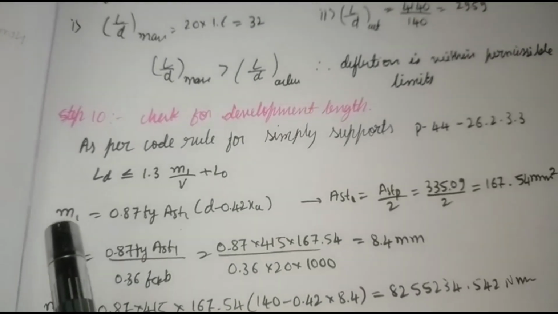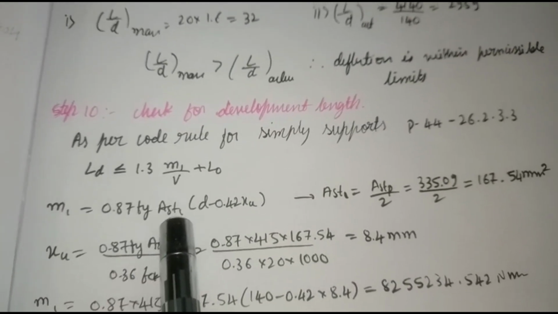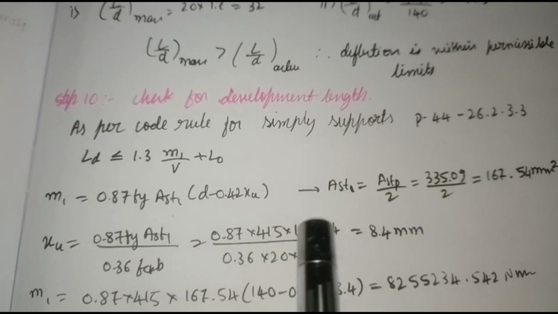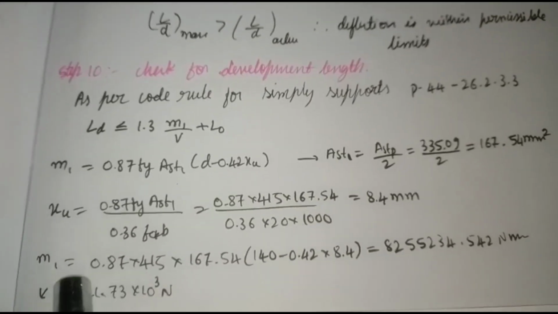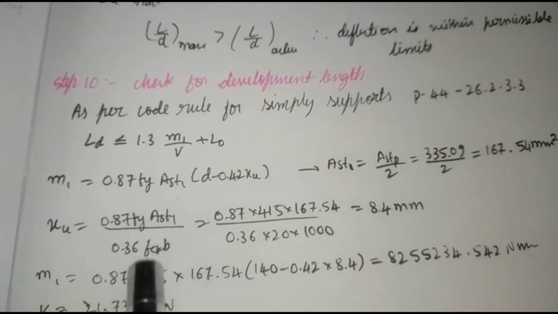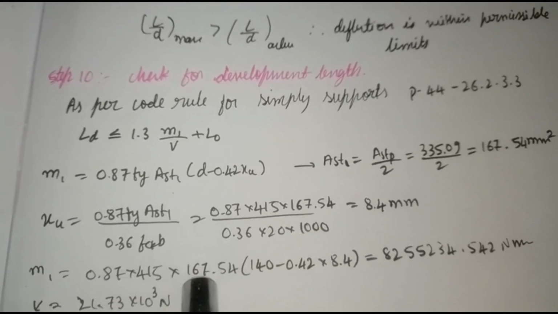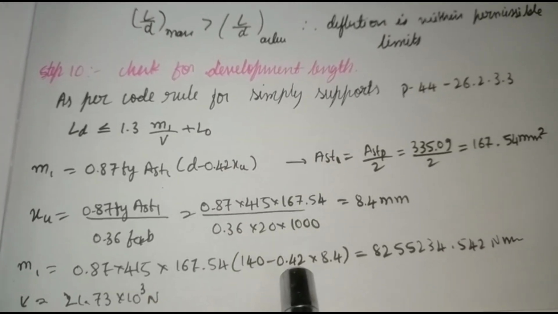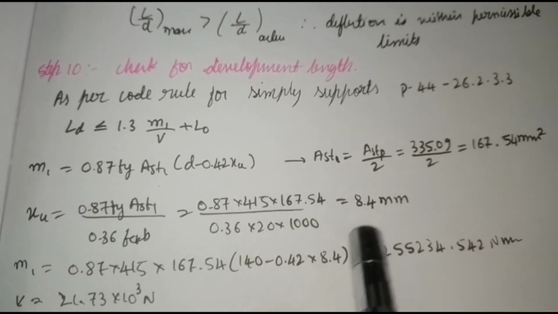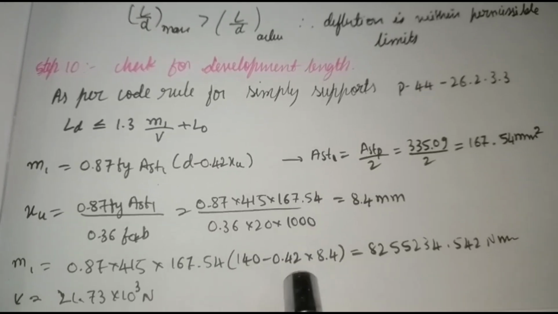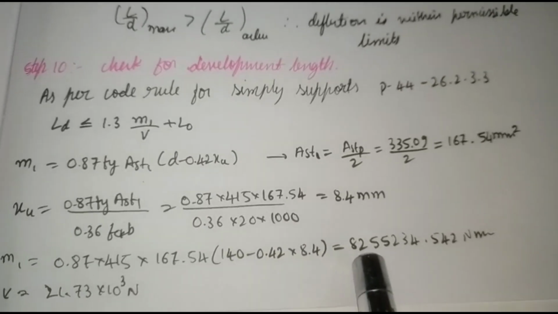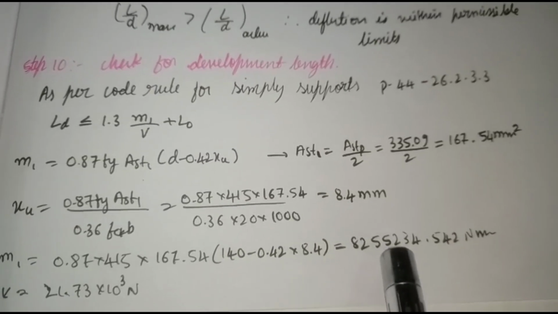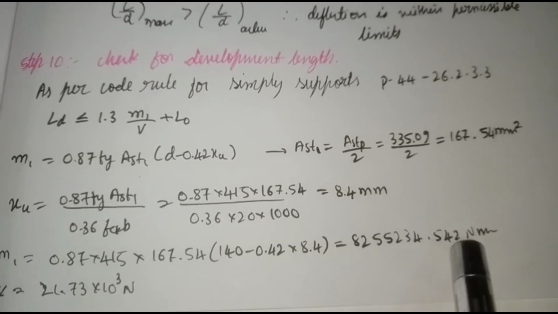Now we have the values of AST1, d and xu, so everything is calculated. Substitute in this formula. So M1 is equal to 0.87, Fy was 415, AST we got was 167.54, d is 140 minus 0.42 into xu, we got 8.4. By simplifying, we get the answer as 825523.542 Newton mm.